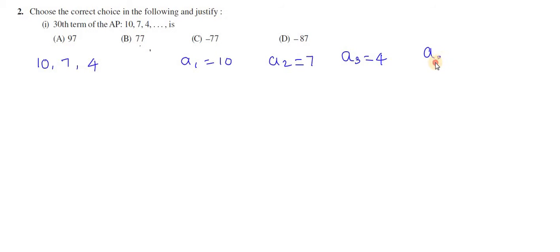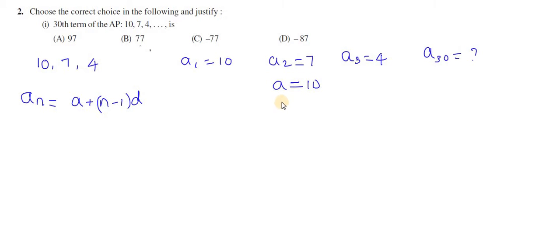What is A30? First term A1, second term A2, third term A3, then 30th term is A30. Now we know we have the formula, that is An equals a plus (n minus 1) into d. So first write what we know. A is equal to 10.